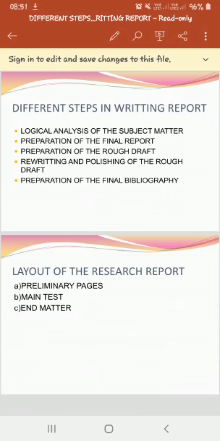The fourth one, the rewriting and polishing of the rough draft. This step happens to be the most difficult part of all formal writing. Why? We can look into why. Usually this step requires more time than the writing of a rough draft. The careful revision makes the difference between a mediocre and a good piece of writing.